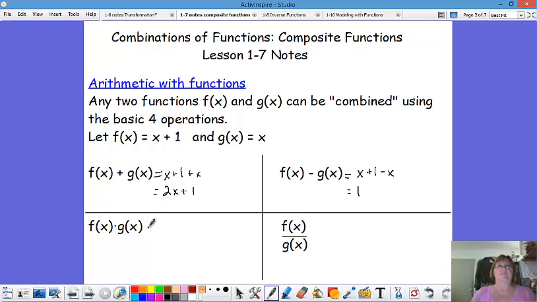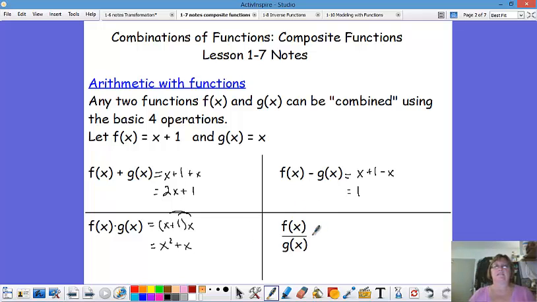The next operation that we're going to look at is multiplying those two functions. x plus 1, that whole quantity, is going to be multiplied by x. Really, this is a distribution. That x needs to multiply both terms inside the parentheses, so x times x, x squared, plus x times 1, x, and we've multiplied those two.